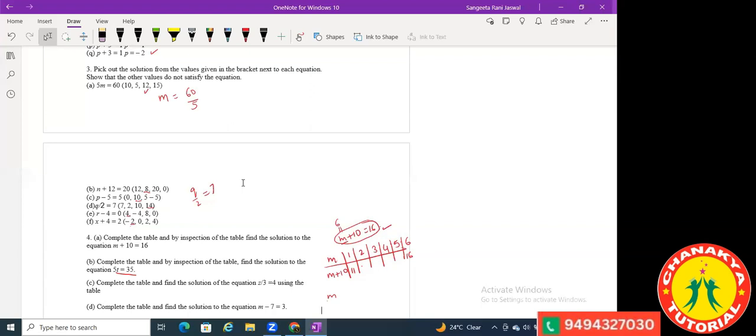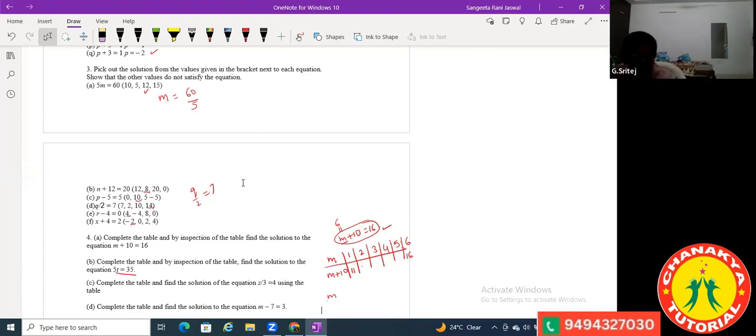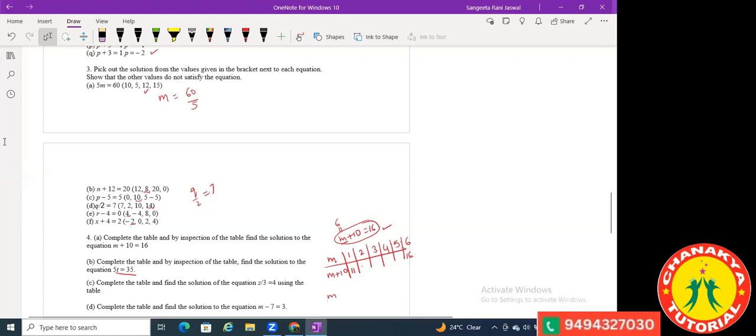From which book? IMO, International Maths Olympiad. From that book? Ma'am, can you give these type of questions from that book? Okay, I'll give you more questions on this. Okay, I'll give you.